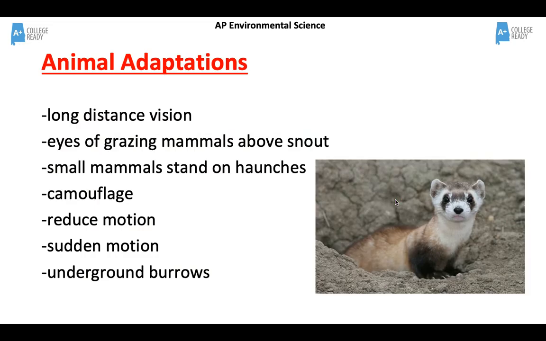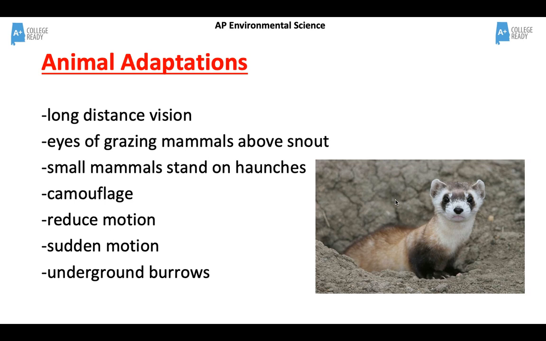Some of the adaptations that you're going to find in animals that live in grasslands or savannas are things like long-distance vision, which makes sense, right? Because if you're looking out across the plain, then they need to be able to see from a long distance if a predator is coming. The eyes of grazing mammals especially are above the snout. So even when they've got their head down and they're eating grass, they're still able to keep an eye out and see danger coming from far away, right?